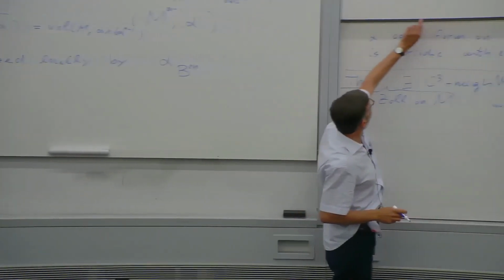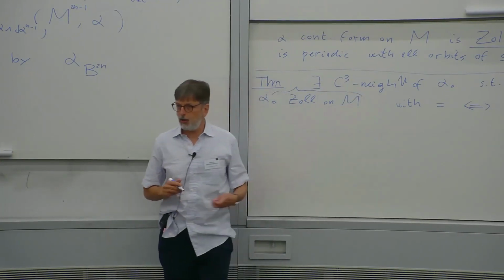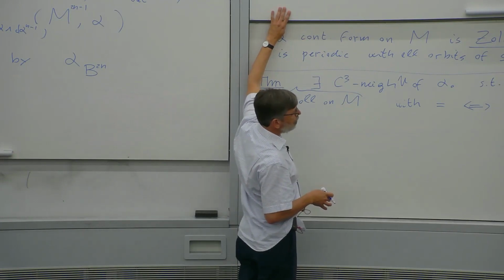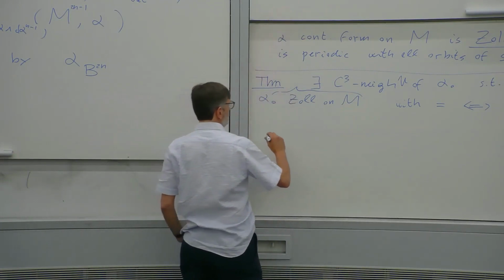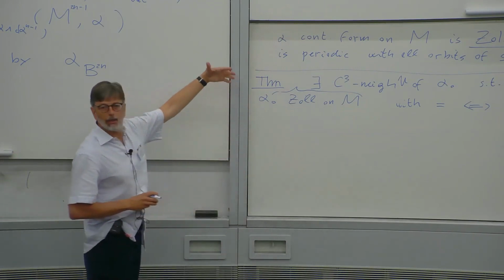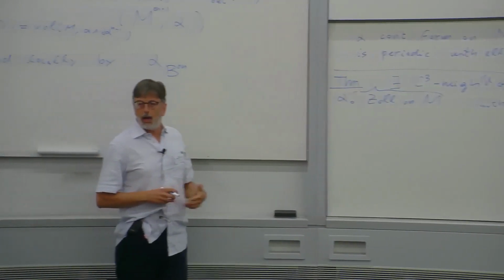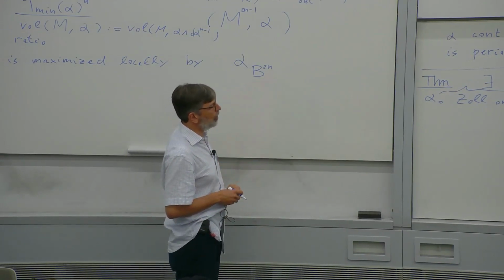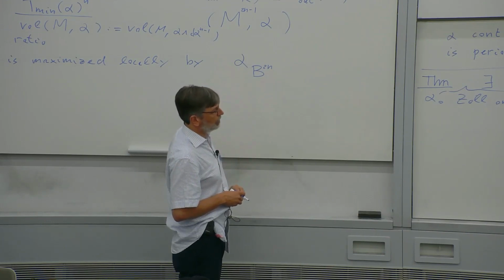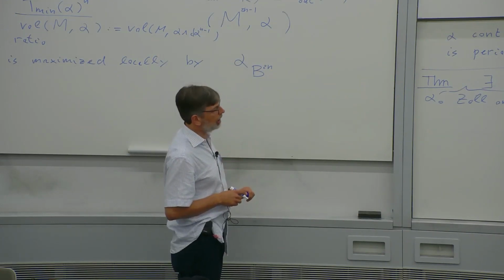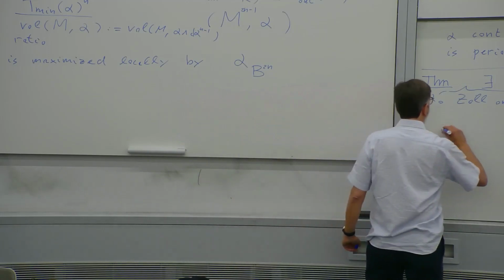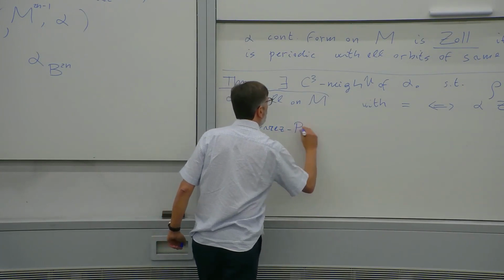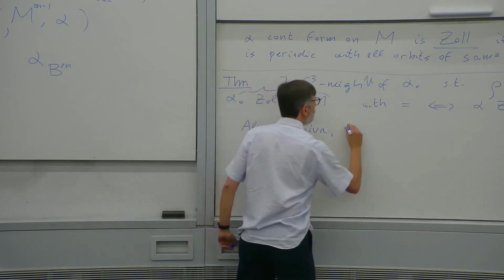Okay, so yeah, Zoll contact forms are local maximizers of the systolic ratio. And this answers a question which was opened some years ago. The idea of defining the systolic ratio and embedding problems from Riemannian geometry into a study with techniques from contact geometry is due to Alberto Abbondandolo and Balachev.